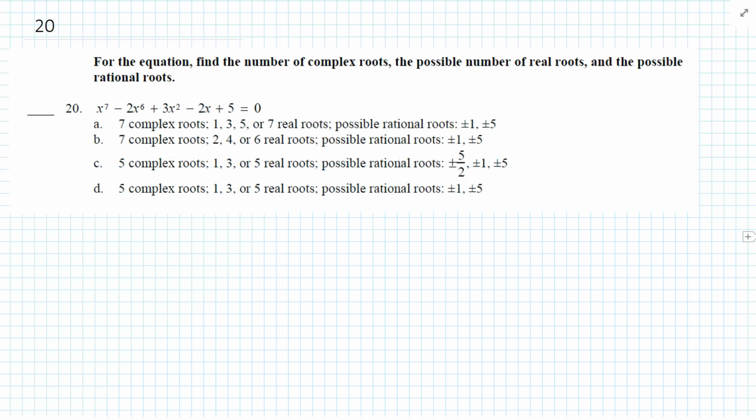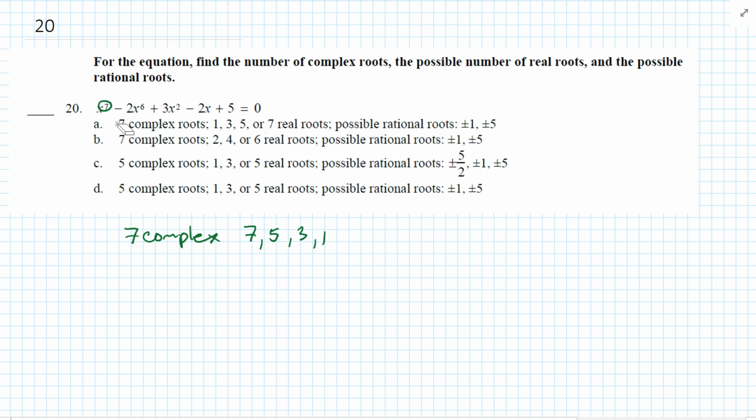Number 20, for the equation, find the number of complex roots, the possible number of real roots, and the possible number of rational roots. Okay, find the number of complex roots. What's the highest degree? 7. So 7 complex. The real roots are going to be odds this time. So I could have 7, 5, 3, or 1.